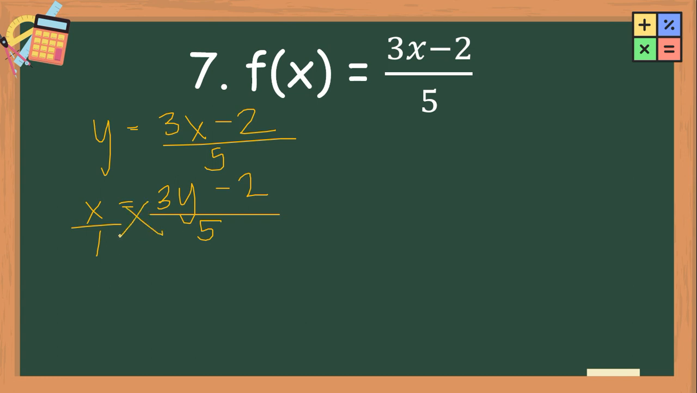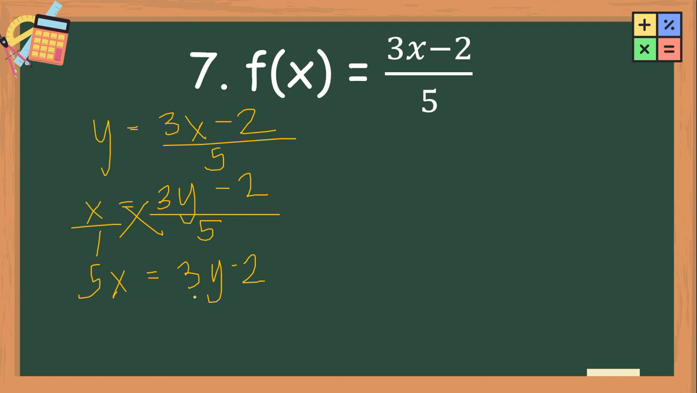Cross multiply tayo. So, magiging 5x. Kahit anong unahin nyo dyan, okay lang. Sir, paano pag inuna ko is si 3y minus 2? Walang problema, ha? Kahit ano dyan. So, magiging 3y minus 2 yan. Pag magpapalitan sila ng pwesto, okay lang po, ha? Kahit anong inuna nyo dyan, okay.